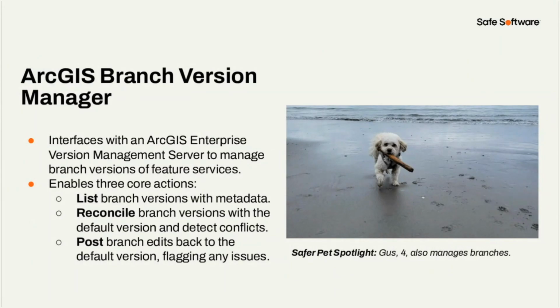But getting back to the branch version manager, it has 3 core actions. So the first is to list your branches and the various metadata. You can reconcile the versions using the branch version manager, and you can post as well back to the default. And then in the output of the branch version manager, we'll flag any issues.